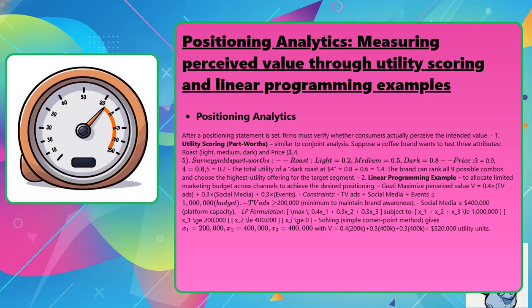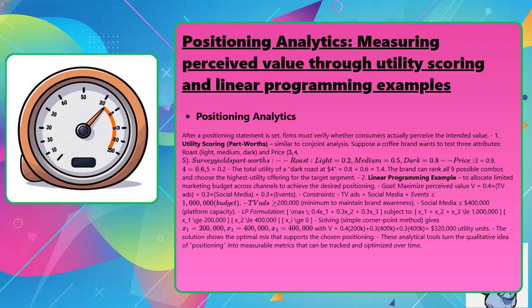Solving with the simple corner point method gives x₁ = 200,000, x₂ = 400,000, x₃ = 400,000, with V = 0.4 times 200,000 plus 0.3 times 400,000 plus 0.3 times 400,000 equals 320,000 utility units. The solution shows the optimal mix that supports the chosen positioning. These analytical tools turn the qualitative idea of positioning into measurable metrics that can be tracked and optimized over time.